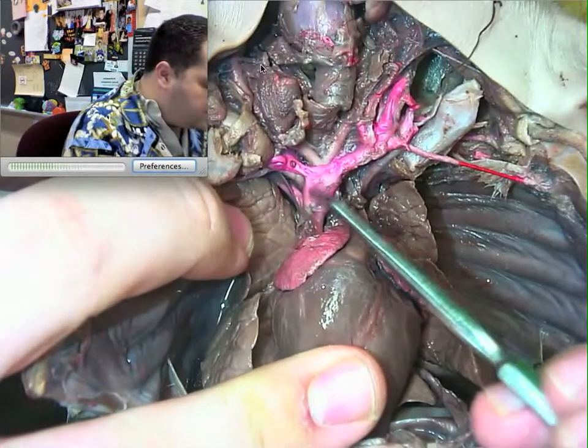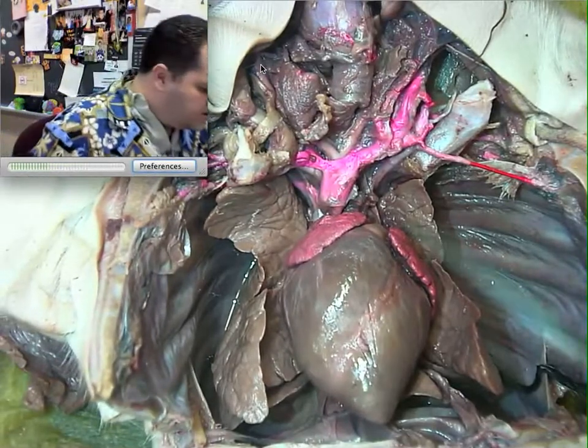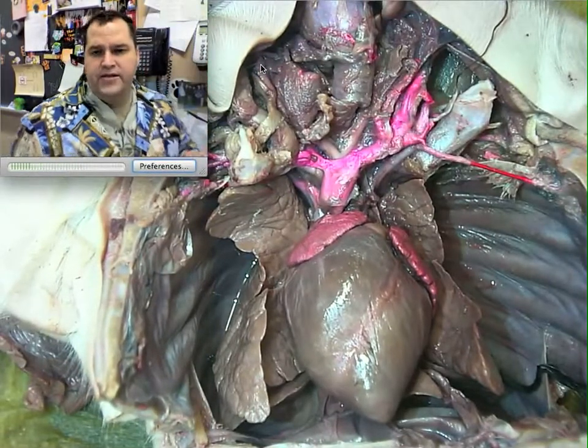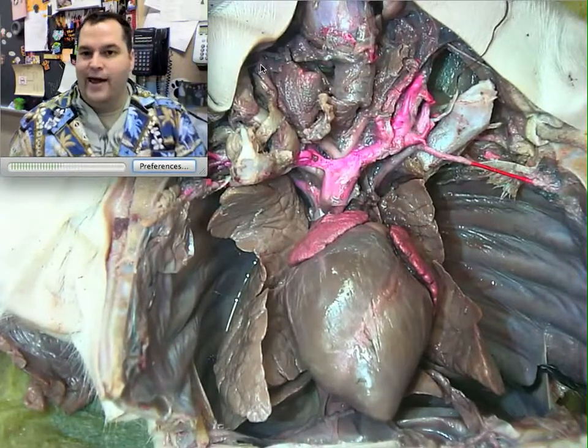And then what we notice here is the aorta branches into all kinds of different things, and the branches branch. And so we see all these blood vessels going to different places, because remember, the whole point of the heart is to push that blood to the parts of the body that need it.